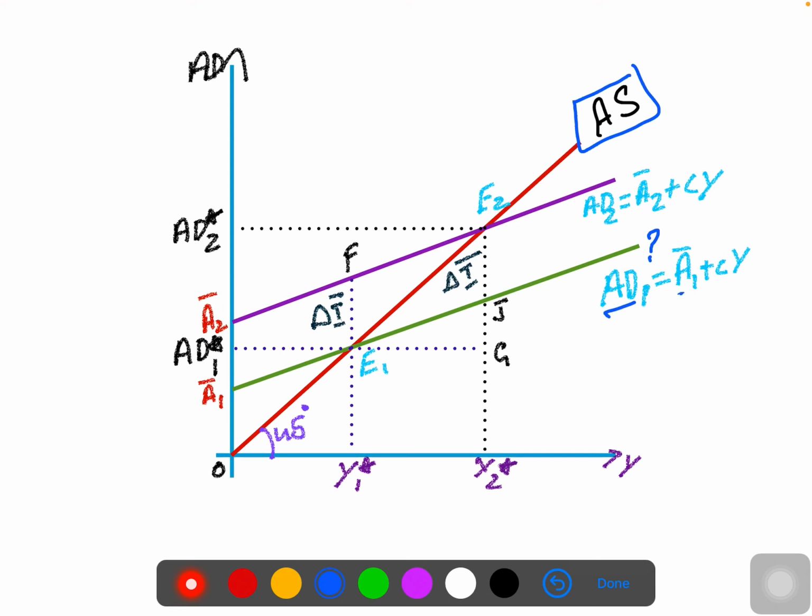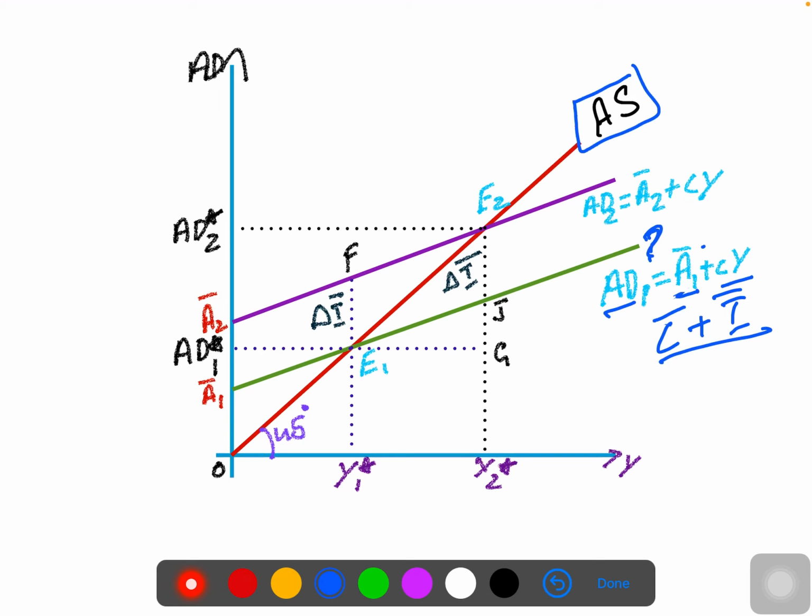AD1 is A bar plus CY. A bar expresses autonomous spending. Autonomous has two things here: one is C bar, another is I bar. C bar and I bar together are taken as autonomous, plus induced consumption, because induced we have only in consumption, which we express through the CY. So the green line you have here is the aggregate demand curve.